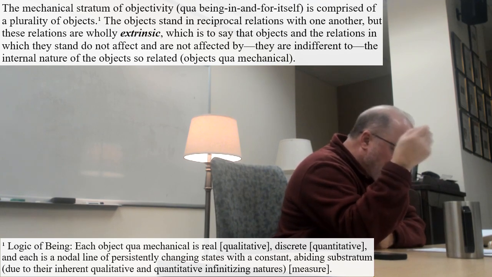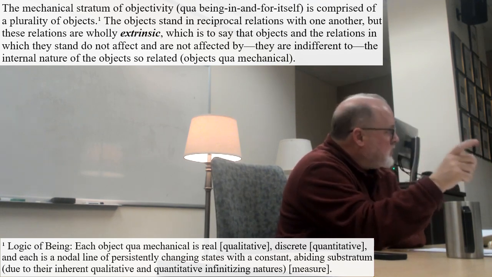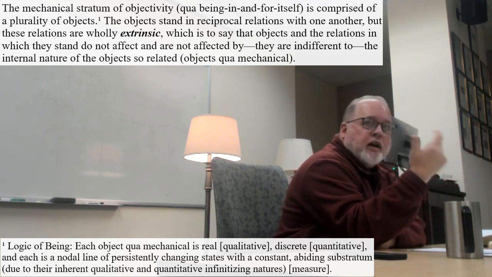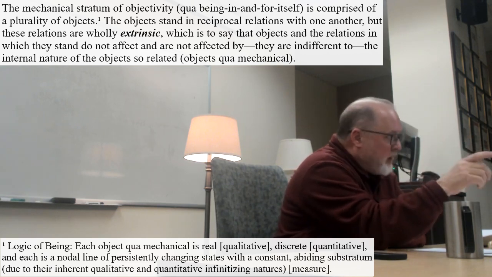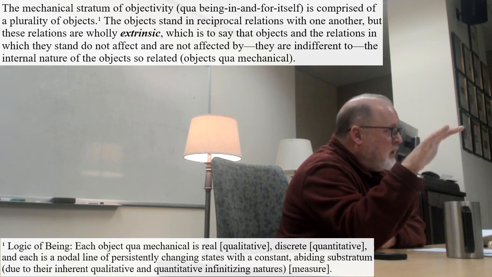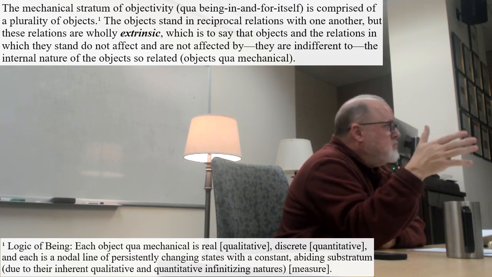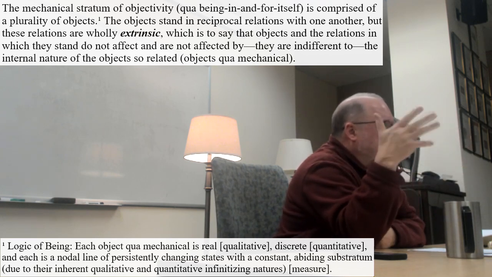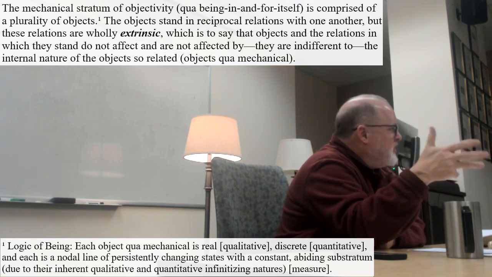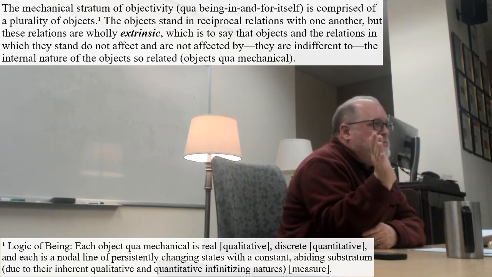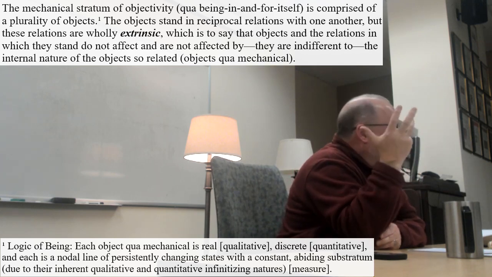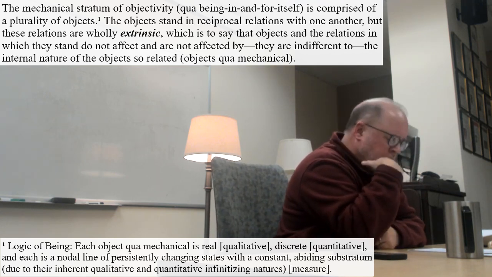So each object qua mechanical is real. It's got a qualitative determination. It's discrete. It's got quantitative determination, I should say. And each object, so each of these mechanical objects Hegel's talking about, is not just some matter statically in motion by virtue of its inertia. It sits there until it gets hit by another. That's not what's going on. Hegel doesn't have that view of mechanism like we take over from Newtonian mechanical science.